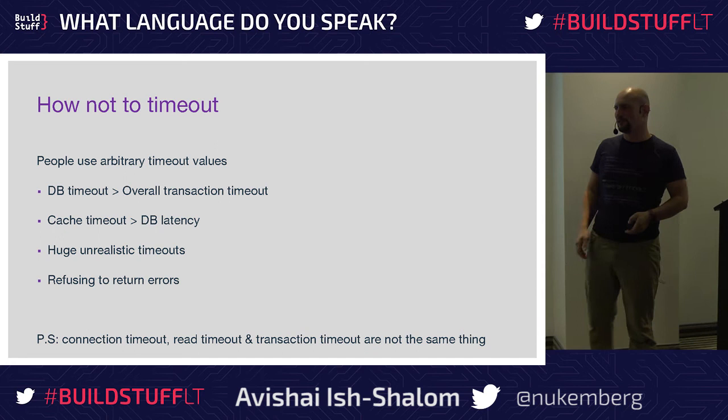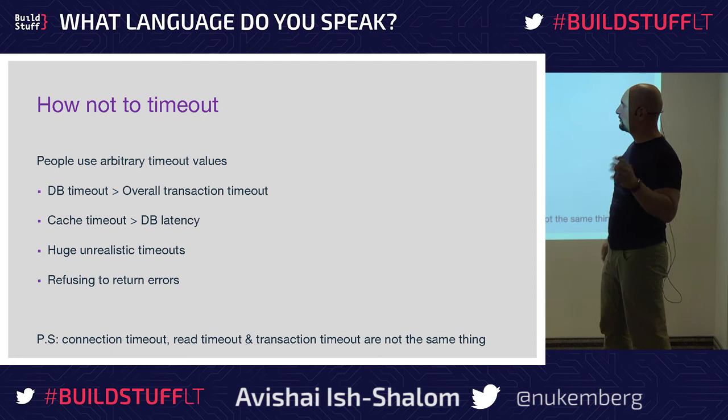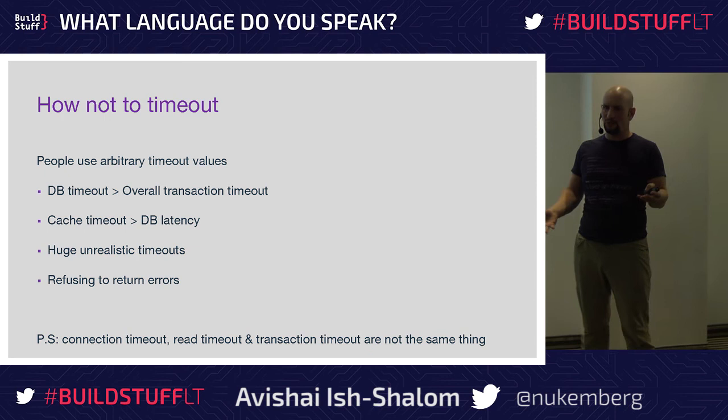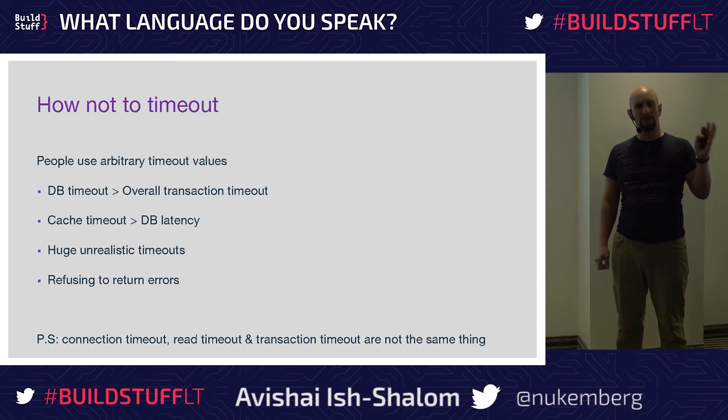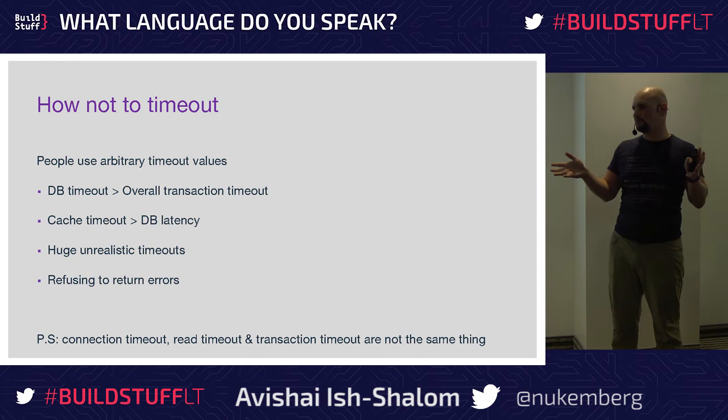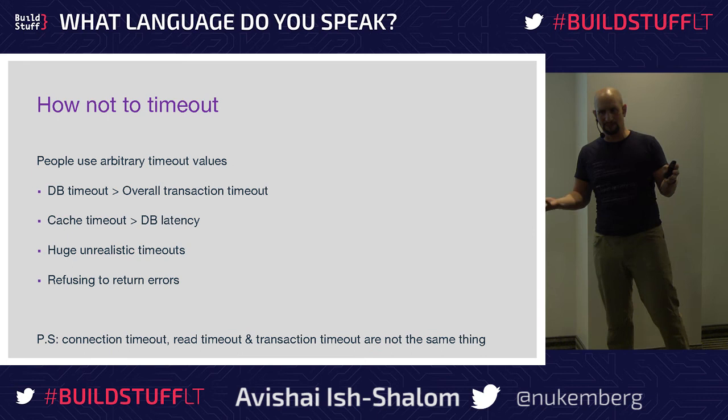I've seen horrendous things. A database timeout that is over the overall timeout. That doesn't make any sense, right? You're not going to wait for the database longer than the timeout for the client. A cache timeout larger than the database latency. Why would you go to memcache and wait 1 second when the database returns queries in 20 milliseconds? The whole point of memcache is to be faster than the database. And yet I've seen this many, many times.